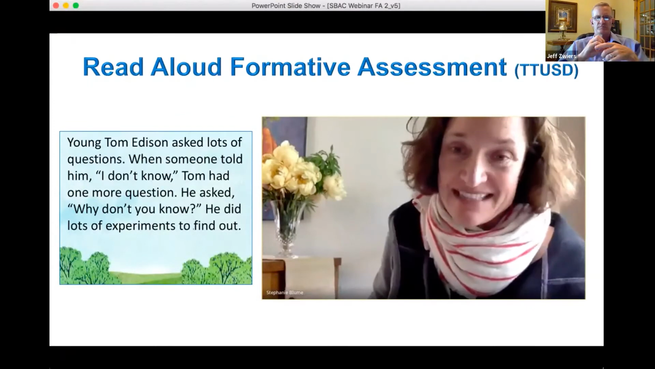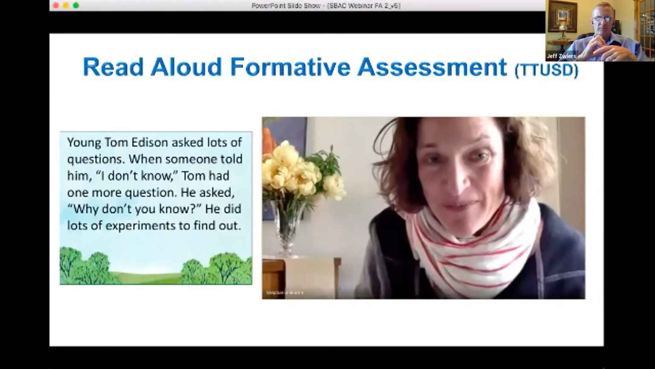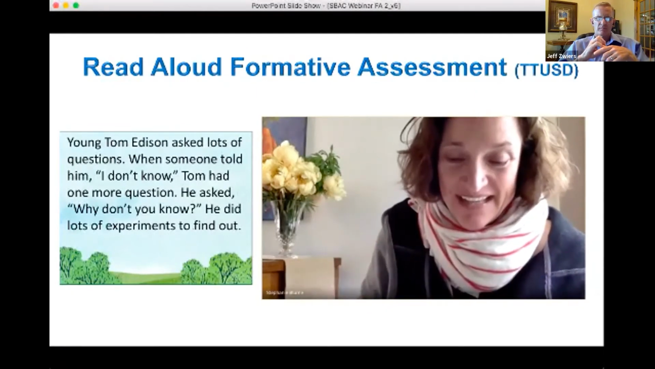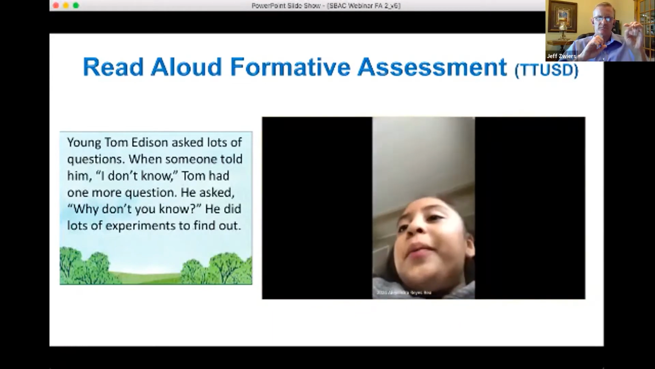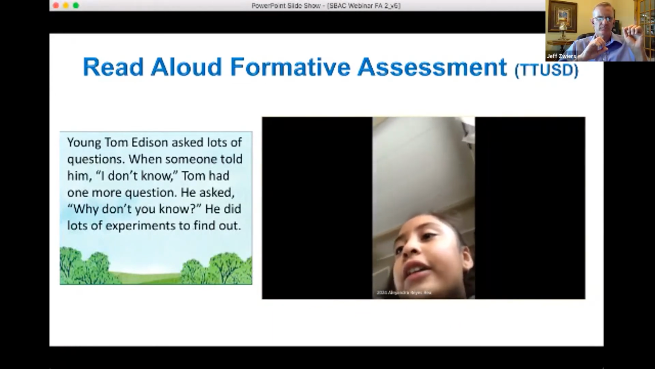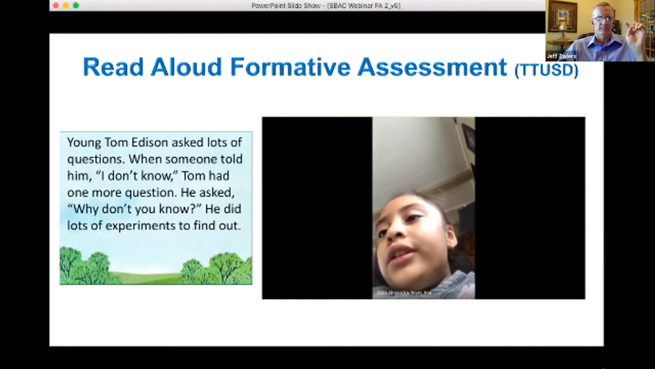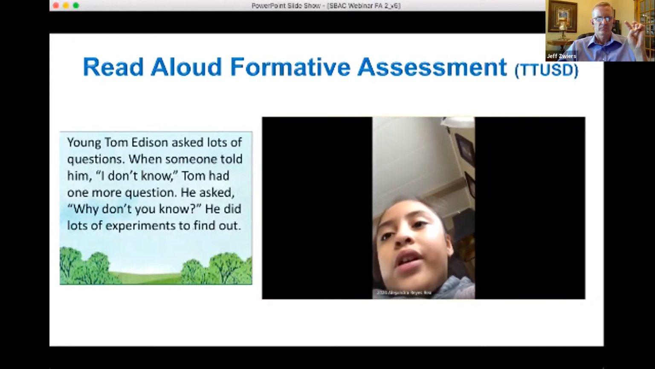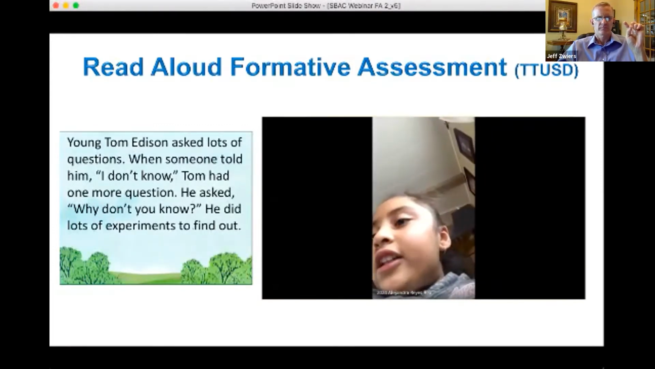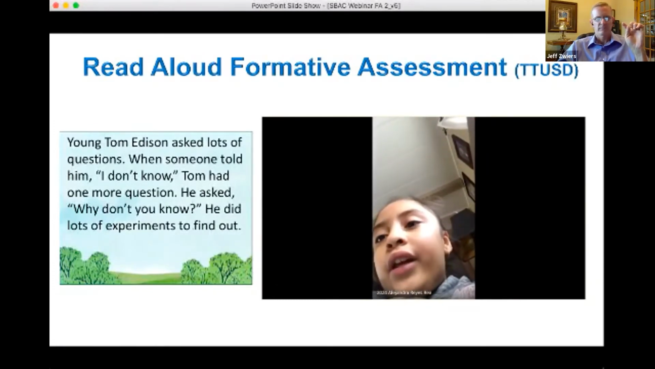Thomas Edison, inventor. You're going to go to page 204. So turn the page. And you're starting at chapter 1. Young Edison asked lots of questions. When someone told him, "I don't know," Tom had one more question. He asked, "Why don't you know?" He did lots of experiments to find out.